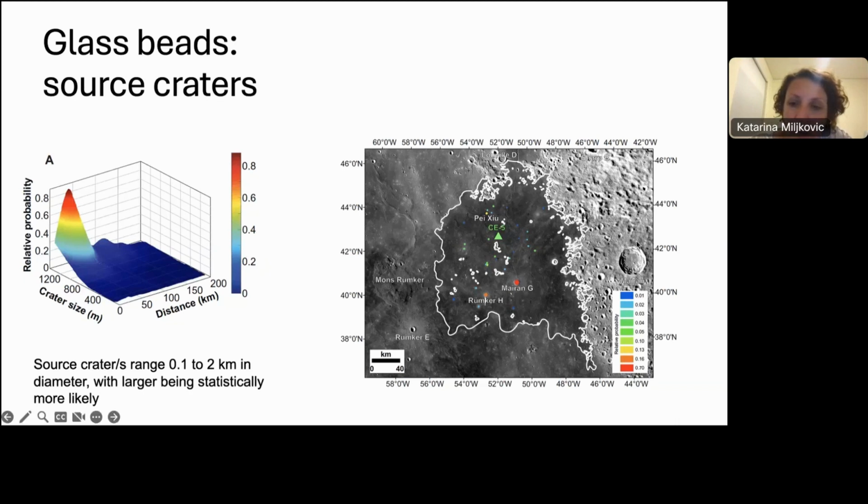And there are no big craters in this region. They're all smaller than about 6 kilometers. So we've only looked at the statistics up to about that size. So the bigger the crater, the more likely it is, but not the one that's very, very proximal.